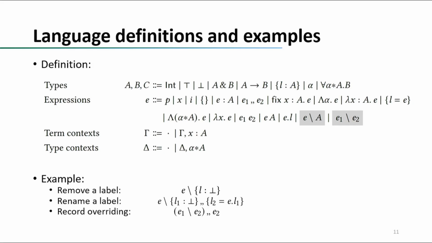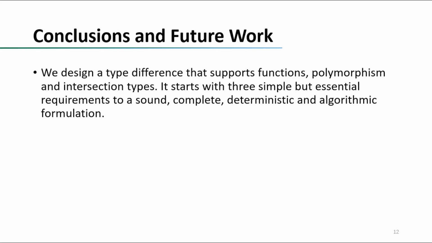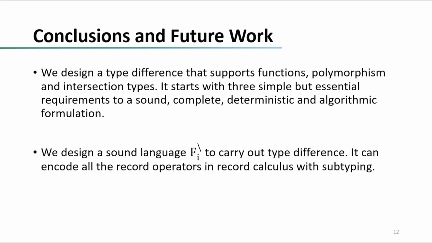So that is all about our work, and let's take a short conclusion. What we have done: we propose a type difference that generalizes the record restriction operators. It has very good mathematical properties, and it is algorithmic and deterministic. Besides, we made a language to carry out the type difference. It has very good expressibility, and it can encode all the record operators in the record calculus. All of the results are verified in a Coq proof assistant. And an implementation for the language is provided on the website plground.org, and you can have a check.